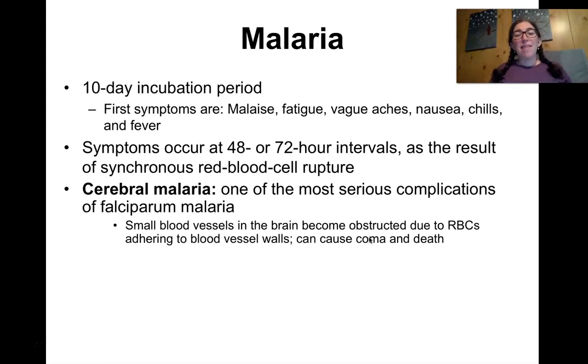And when they do that, it blocks blood flow, basically causes a clot in that spot, and then you can't get blood flow. So cerebral malaria is basically like a stroke that's caused by malaria blocking the blood flow to the brain, and it can cause coma and death. It's the major cause of death, particularly in children, from malaria.